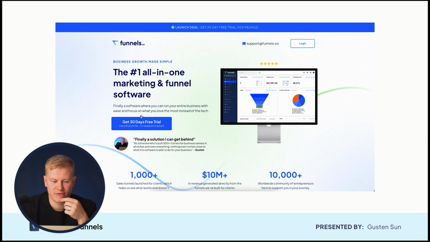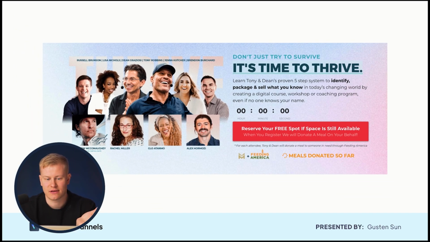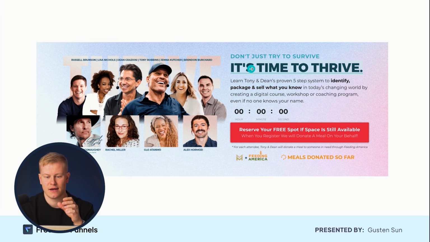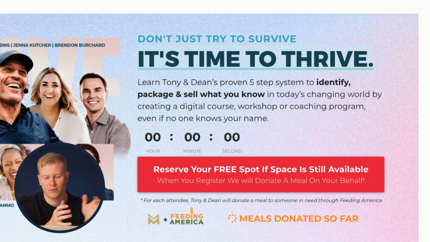And then in this one, what we've done is very simple, very similar, but it says the number one all-in-one marketing sales funnel software. Finding a software where you can run your entire business. It's like this big hook that gets them to read the rest of the page. Okay, so what we did with a client of mine, we did, don't just try to survive, it's time to thrive. Learn Tony and Dean's proven 5-step system to identify, package, and sell what you know.